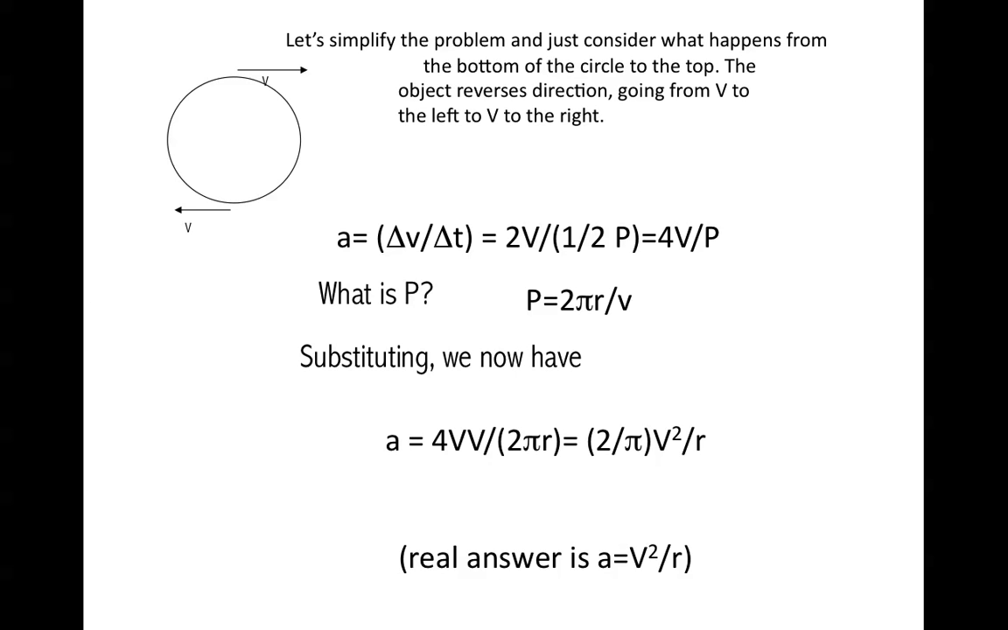You'll remember the real answer is a equals v squared over r. The number we've got instead is 2 over pi times the right answer. So pi is about 3, so it's about 2/3 of the right answer. The reason for the difference is that it's not simply stopping going to the right and starting going to the left. It also has to switch from going to the right to going down, and then from going down to going to the left. And that requires somewhat more acceleration. So the coefficient in the real equation is 1, whereas in our simple derivation it's about 2/3. Well, as I said, we'll go over this again in class.